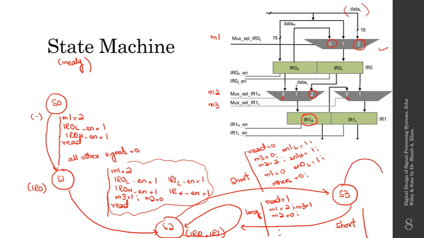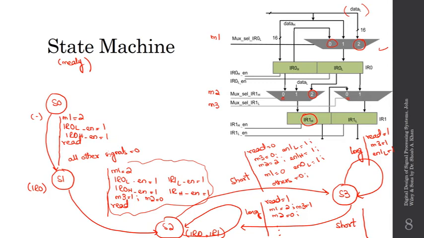Whereas in case of a long instruction, we move from S3 to S3. Here we'll be setting read to 1, and here we are only going to save IR0L into IR1L, so that's going to be done using M3 as 1 and enabling IR1 low as 1. Rest all of the signals will be 0. Other signals won't be 0, rather, my bad.